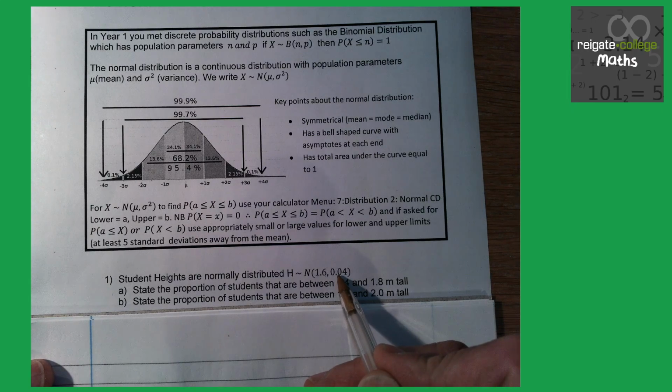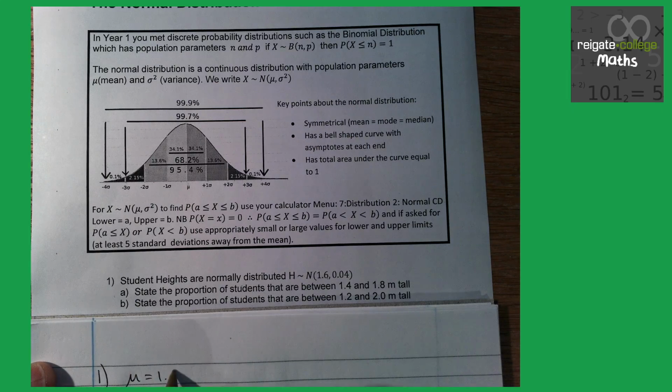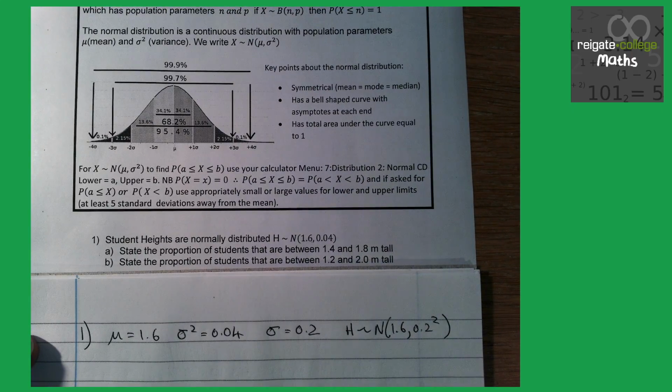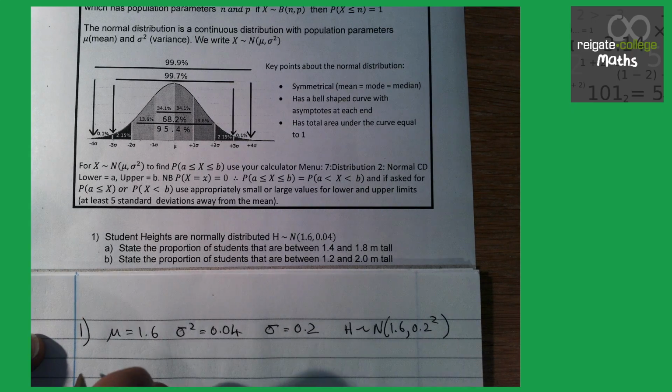So for number 1, let's just write mu equals 1.6, and sigma squared is 0.04, and that means sigma is 0.2. Often we write this like this. We actually write H squiggle N(1.6, 0.2 squared). That would often be the way I would write this rather than putting the 0.04 in there. So let's answer A and B.